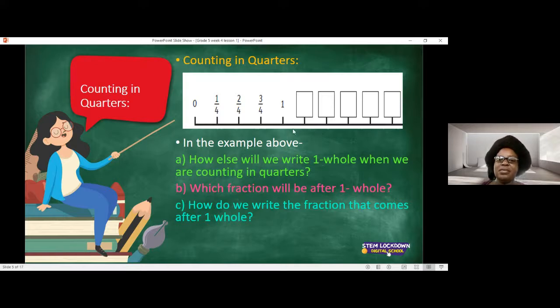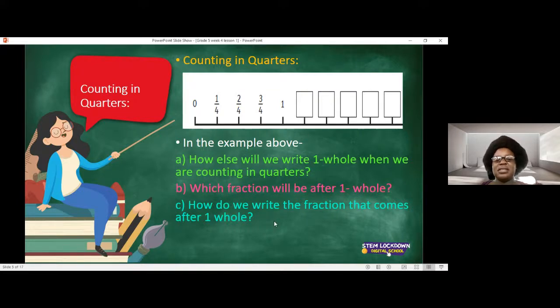Or you can count as 1 whole, 1 and a quarter, 1 and 2 quarters, 1 and 3 quarters, 1 and 4 quarters, and 1 and 5 quarters. So 1 and 5 quarters will give us 2 and a quarter. Either way, we can count in 2 ways. Which fraction will be after 1 whole? After 1 whole, we've already said it's 1 and a quarter or 5 quarters.